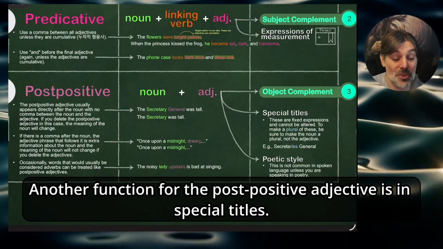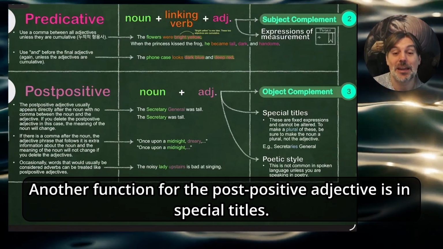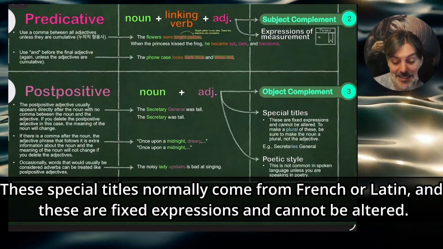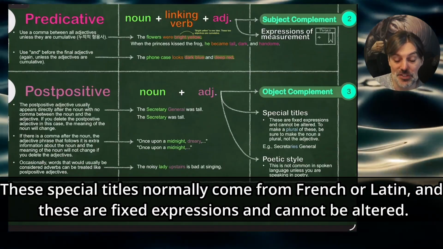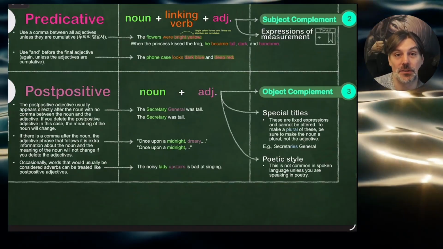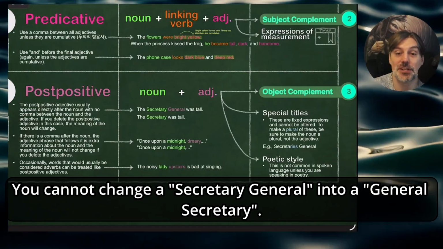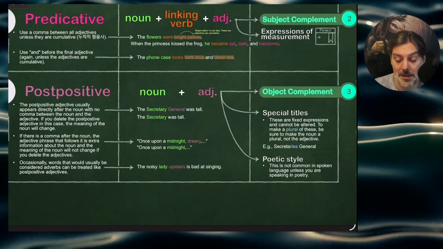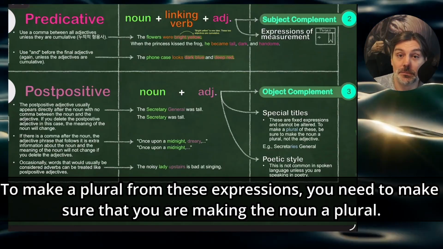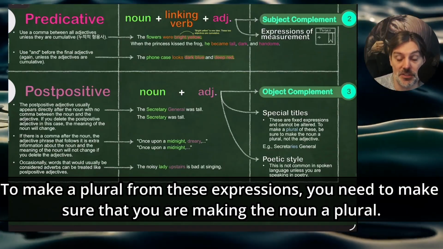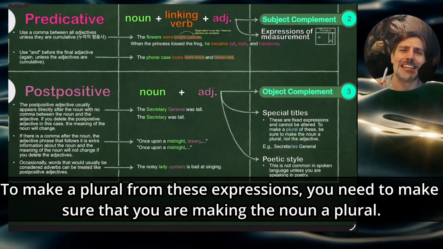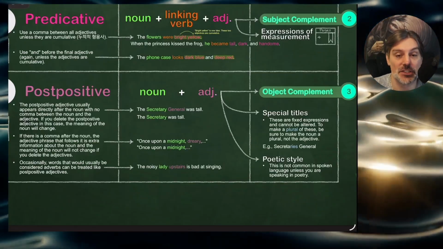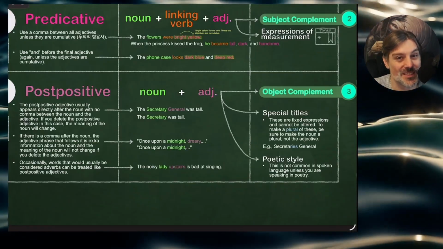Another function for the post-positive adjective is in special titles. These special titles normally come from French or Latin, and these are fixed expressions and cannot be altered. You cannot change a secretary general into a general secretary. It's not going to work. To make a plural from these expressions, you need to make sure that you are making the noun a plural. So Secretary General becomes Secretaries General, not Secretary Generals.